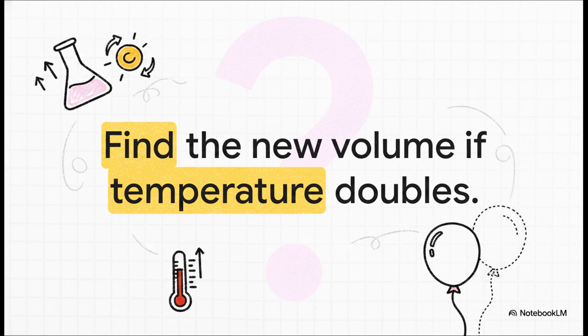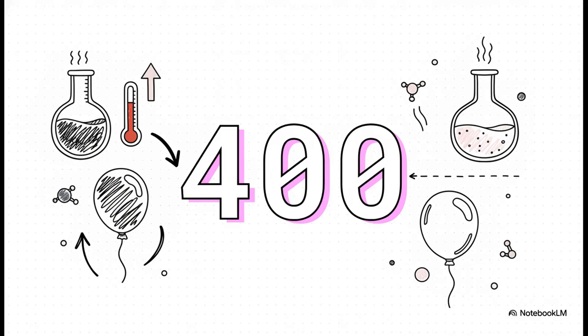A gas has a volume of 200 cubic centimeters. This time, its pressure remains constant while its absolute temperature is doubled. What's its new volume? Think about the direct relationship here. Take a few seconds. Yes, exactly.